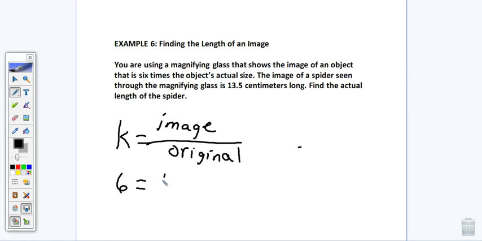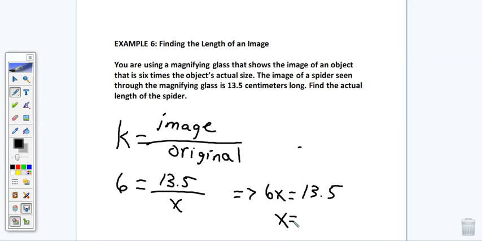Image length is 13.5, right? Yes. Do we know the original? No, but we can figure it out. So we're going to call that our unknown. So we would say 6x is equal to 13.5. How many centimeters long is the original? What are you going to do? Right, 13.5 divided by 6. Hopefully you get 2.25. So x equals 2.25. And it makes sense. If the magnifying glass makes things look bigger, should the spider actually be smaller or bigger than what we're seeing through the magnifying glass?